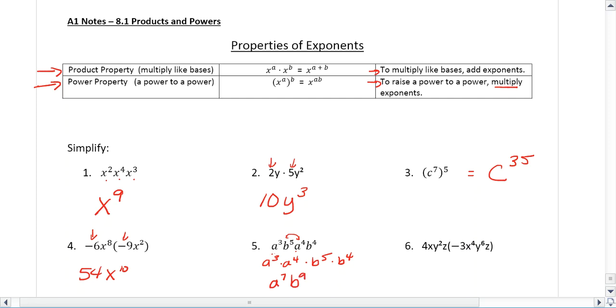In example 6, we have a positive 4 times a negative 3, which is a negative 12. We have x to the 1st. Remember, when there is no exponent, there is a power of 1. So x to the 1st times x to the 4th is x to the 5th. And now with the y's, y squared times y to the 6th is y to the 8th. And z times z is z squared.